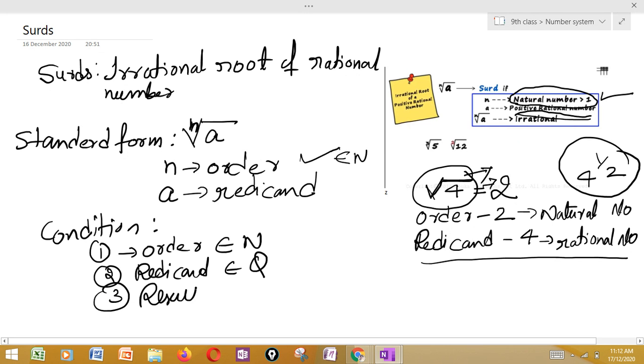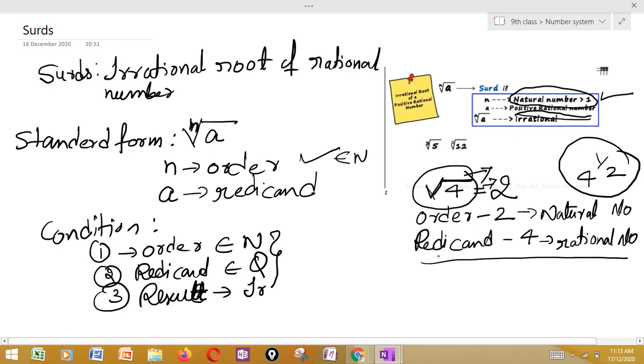It means when you take the square root of that thing, that should be an irrational number. If these three conditions are satisfied, then such a number is called a surd. Hope at least now you are clear with those three things, or else I will repeat it again. Okay, tell me why the square root of 4 is not a surd.